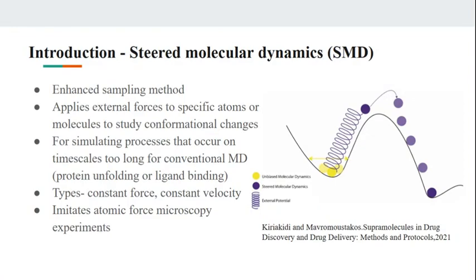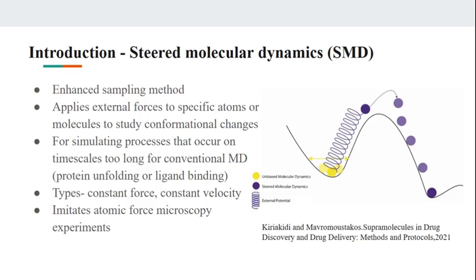Let me begin by introducing what a steered molecular dynamics simulation is. This is an enhanced sampling method where an external force is applied to specific atoms or molecules to study their conformational changes. This simulation technique is used for simulating processes that occur on timescales that are too long for studying with a conventional MD simulation.